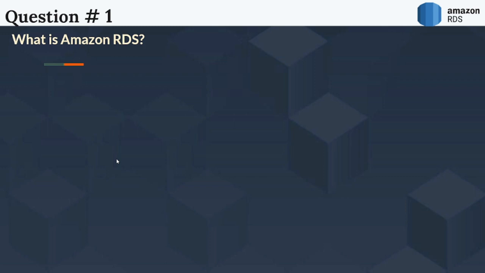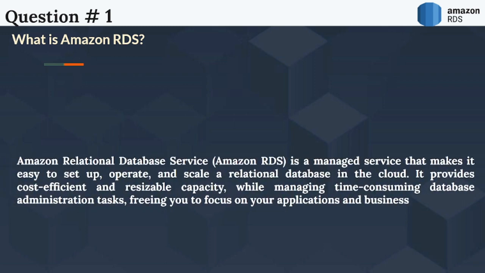Amazon Relational Database Service, Amazon RDS, is a managed service that makes it easy to set up, operate, and scale a relational database in the cloud. It provides cost-efficient and resizable capacity, while managing time-consuming database administration tasks, freeing you to focus on your applications and business. Let's see the next question.